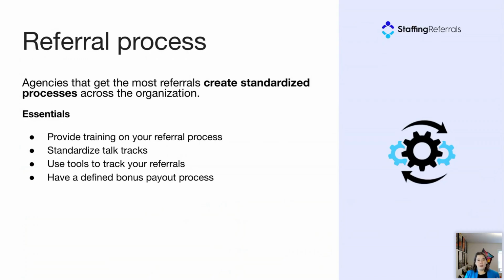So there are 4 essentials that are the most important things to put in place. 1, provide training on your referral process so that everyone knows how to do it and everyone's doing it the same way. Standardize your talk tracks so that your recruiters are constantly out there promoting the program. Use tools to track your referrals. I mean, this can be a spreadsheet. It can be automated referral management. The important thing is you have something to track it so you know where your referrals are in the process, and have a defined bonus payout process as well.